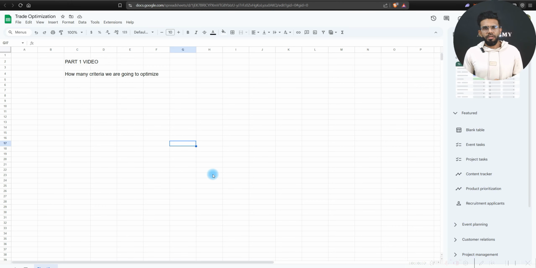Hello everyone. So today's topic is going to be on trade optimization. Okay, what is trade optimization? Let's say you've been trading for very long and you've been taking your trades. Your tracker is going to look like this.